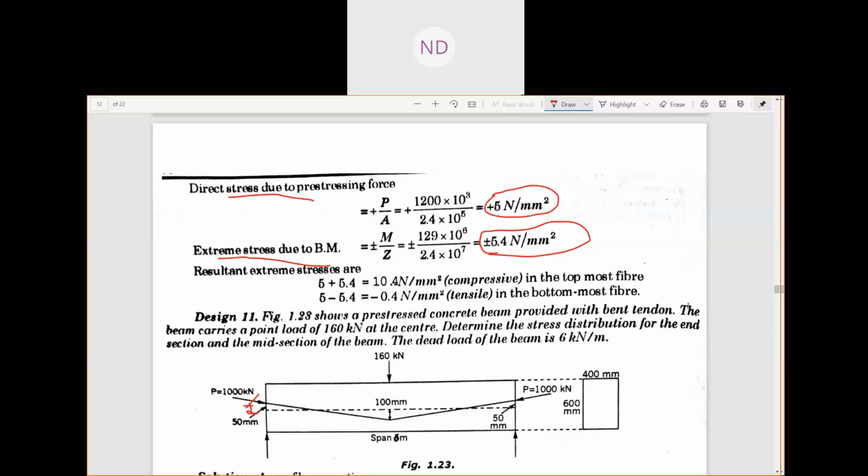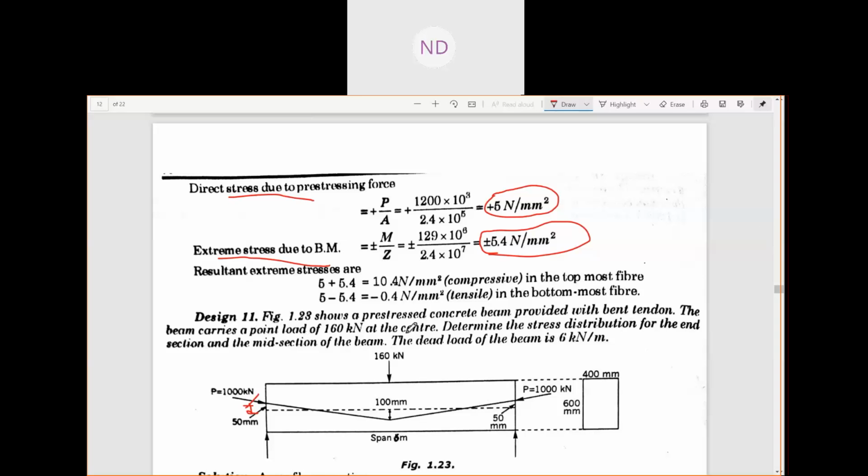Now see this question here. Here in this question you will see this is a little bit different from the previous one which we have solved. Why? Because you have an eccentricity here at the end section.